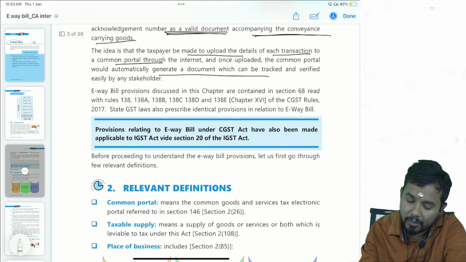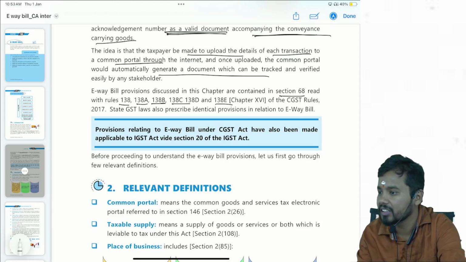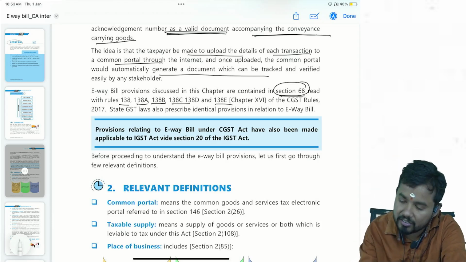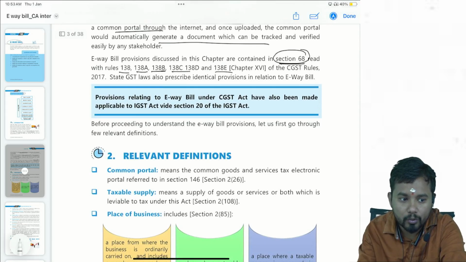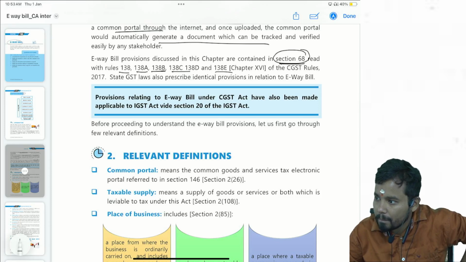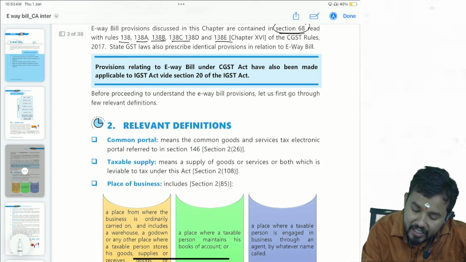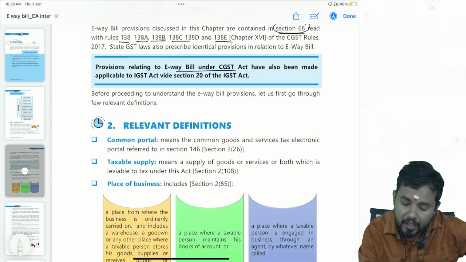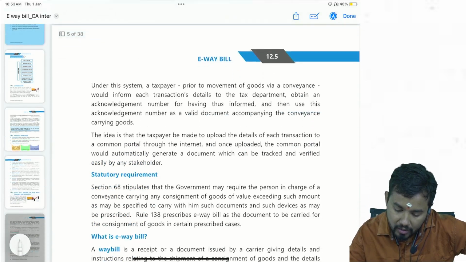So E-way bill provisions are in Section 68, and Rule 138, Rule 138A, 138B, 138C, 138D of the CGST Rules. Section 68 deals with it, and in the Rules, Rule 138, 138A, 138B, 138C, 138D deal with it. Able to understand? The provisions relating to E-way bill under the CGST Act have also been made applicable to the IGST Act. So that's it, nothing new. All of them are earlier concepts only.